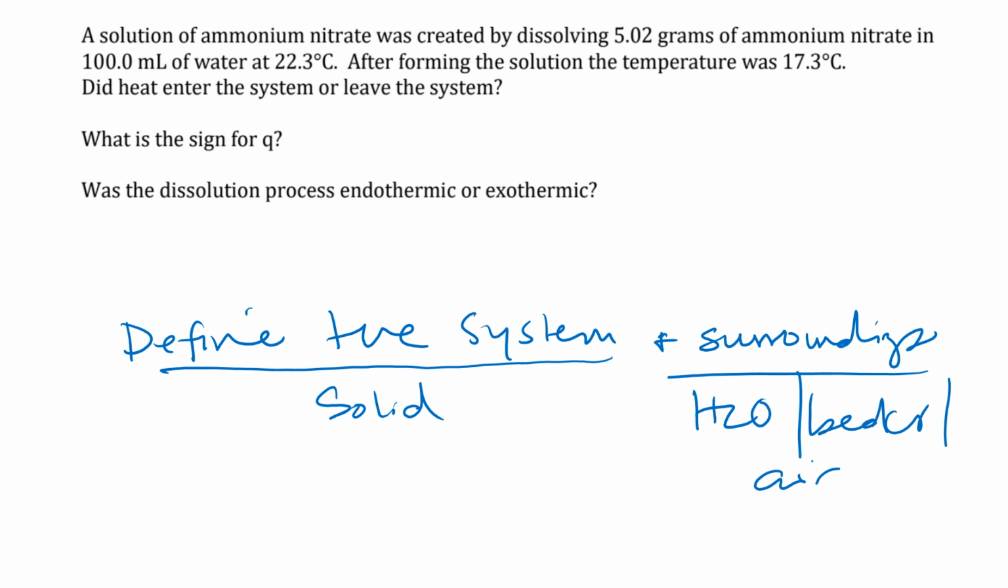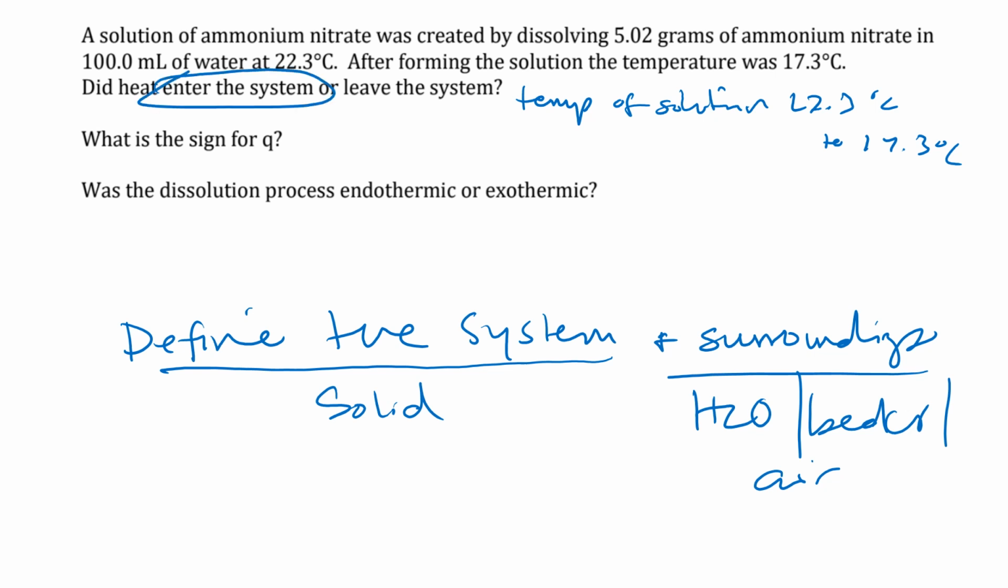So that means that if the temperature of the solution goes from 22.3 to 17.3 degrees Celsius, the temperature drops. That means heat had to enter the system to drop the temperature of the surroundings. And because heat entered the system, that means it's going to be a positive Q, positive heat. Was the solution endothermic or exothermic? It had to be endothermic because heat was absorbed by the system.